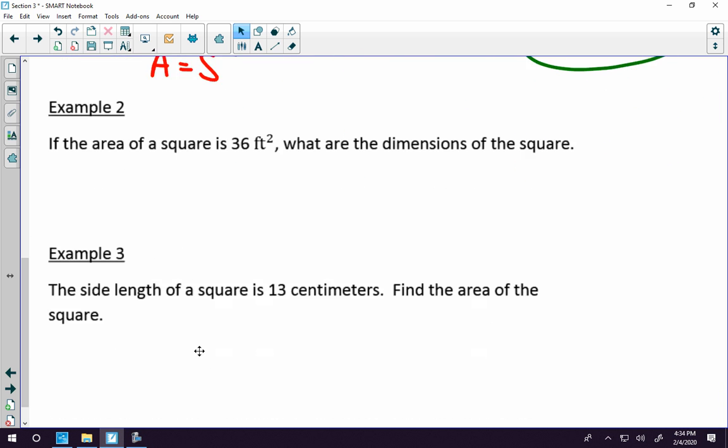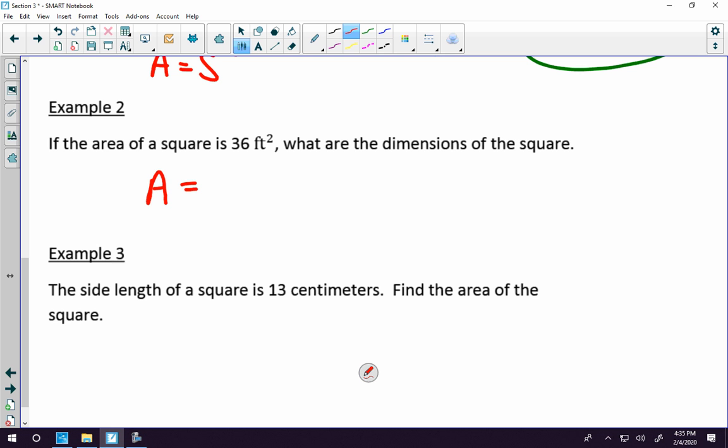Okay, example 2. Utilizing the same equation for the area of a square, area equals side length squared. Maybe we're not always looking for the side length, and maybe we're given the area and looking for what the side length is. Okay, so we need to read, pay attention when we're reading the questions. Example 2. If the area of a square is 36 square feet, what are the dimensions of the square?